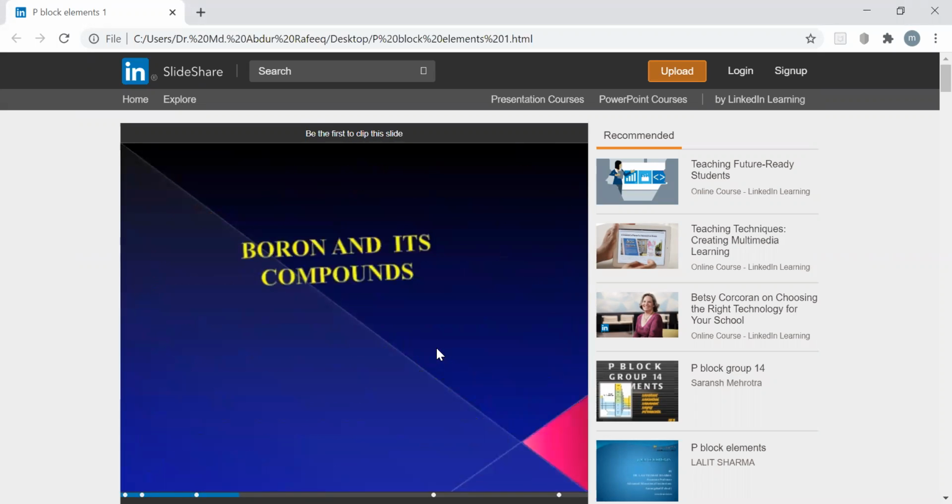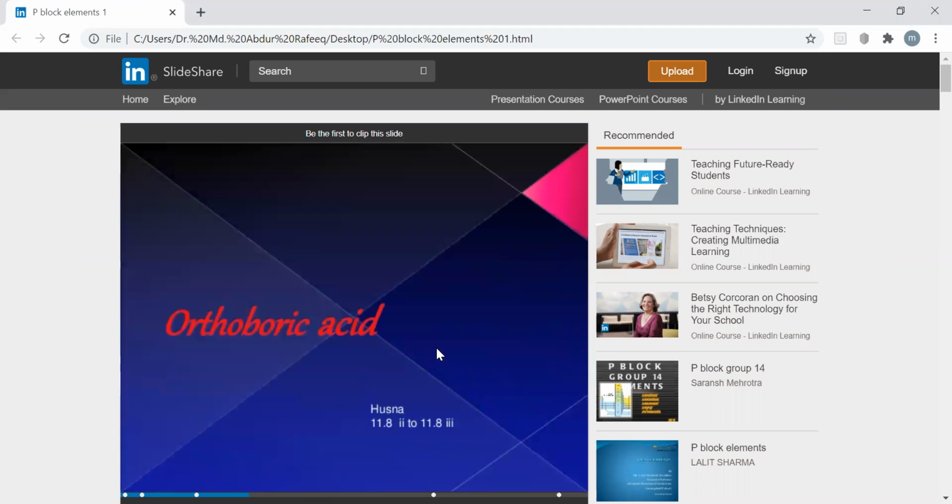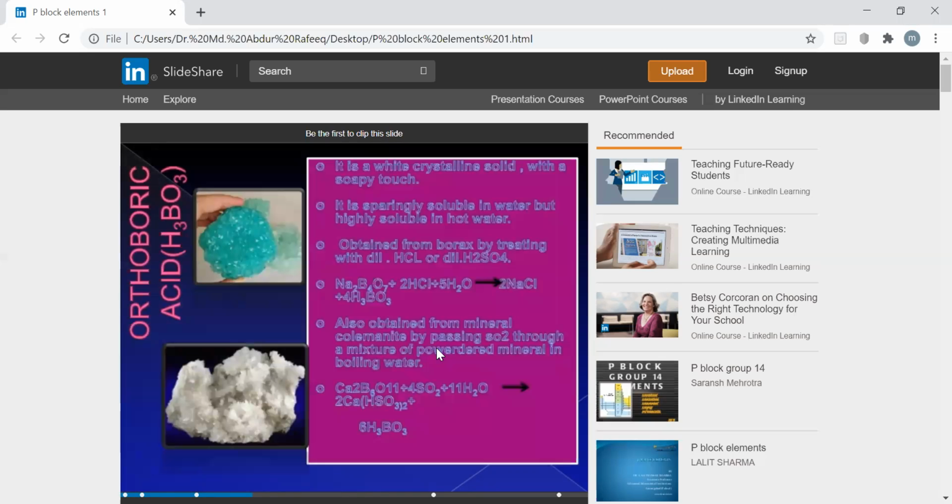Good morning. In today's class, we will learn more about compounds of boron. In the previous class, we learned about borax, and now we'll see boric acid and other compounds. Orthoboric acid, we know the compound formula is H3BO3.